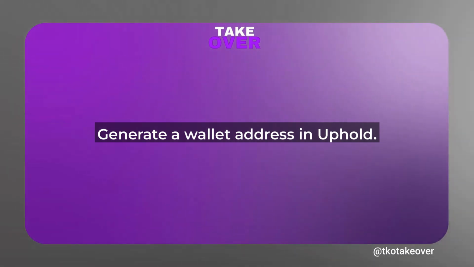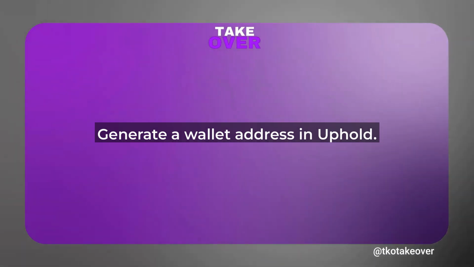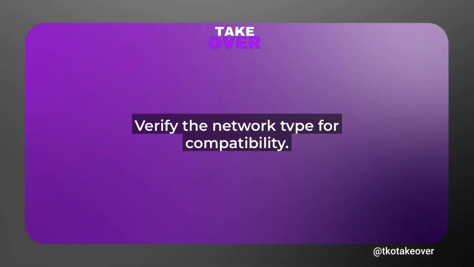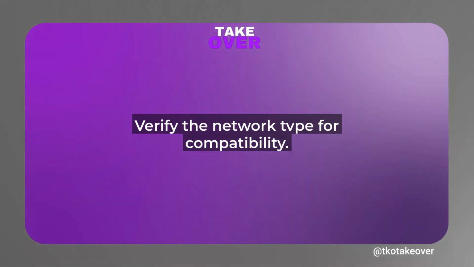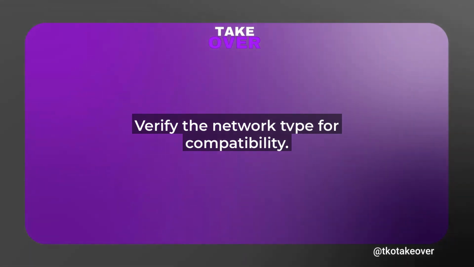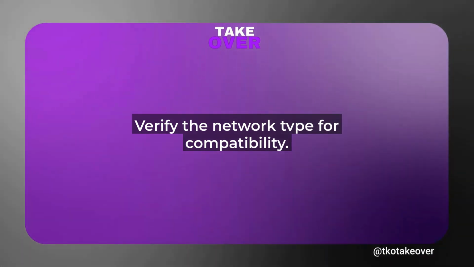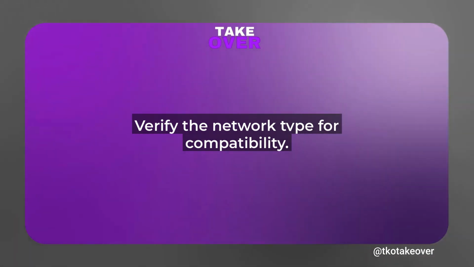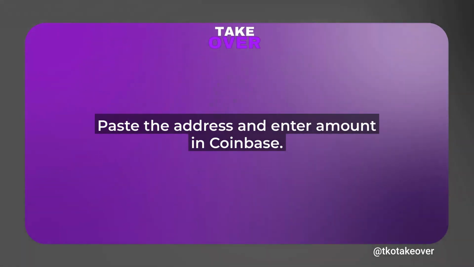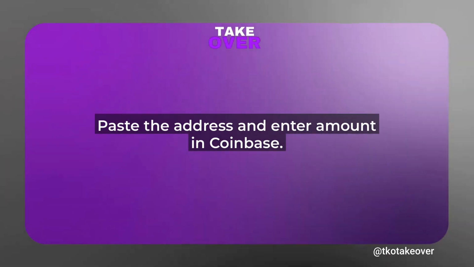Next, hop over to your Uphold account. Go to the Wallet section and find the specific crypto you're transferring. Click on Deposit or Receive to generate a wallet address. This is crucial. Copy this address carefully, as it's unique and case-sensitive. Pro tip: always verify the network type, like ERC20 for Ethereum, to avoid any transfer mishaps.